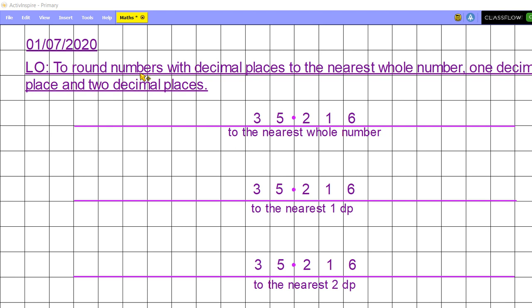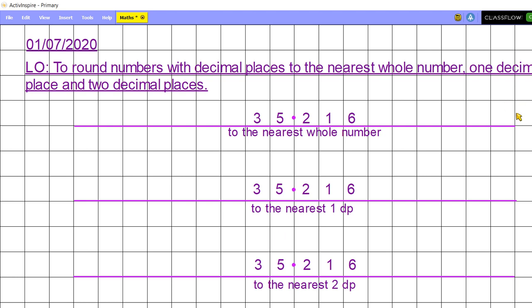So what I've drawn on the board is the start of a number line. And you'll see the same number repeated 3 times over the 3 number lines, but the only difference is that this one is going to be rounded to the nearest whole number, this one is going to be rounded to the nearest 1 decimal place, and this to the nearest 2 decimal places. So let me just recap.